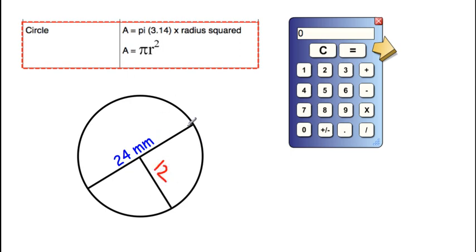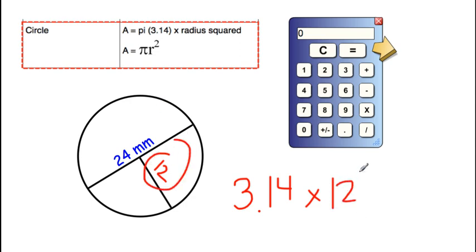Half of that. So into our calculator, we're going to put pi, which is 3.14, multiplied by radius, which is 12. And we can't forget the squared part. Remember, we're not doing 12 times 2. Squared means to multiply the number by itself. Some of you might know in your head already what 12 squared is. But if you didn't know what it was, you could always enter it into your calculator by doing 12 times 12, which is 144. So what we're actually entering into our calculator is 3.14 times 144.